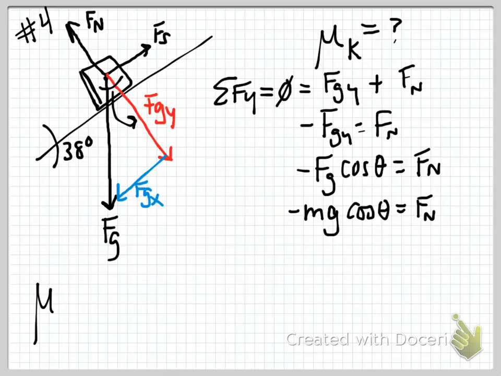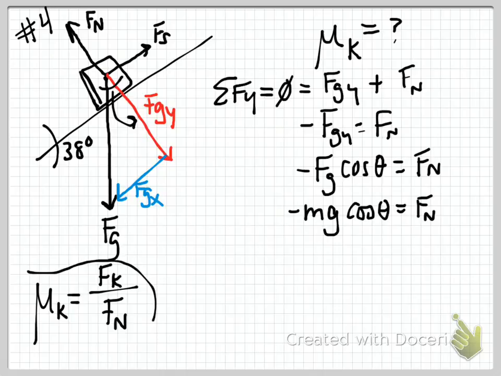Because, of course, mu k, the thing we're looking for, is equal to, okay, I'm going to screw this up again, F sub n is on the bottom. See, if only I had a note card. Okay, is equal to that. Well, now we've got something we can put in for that.